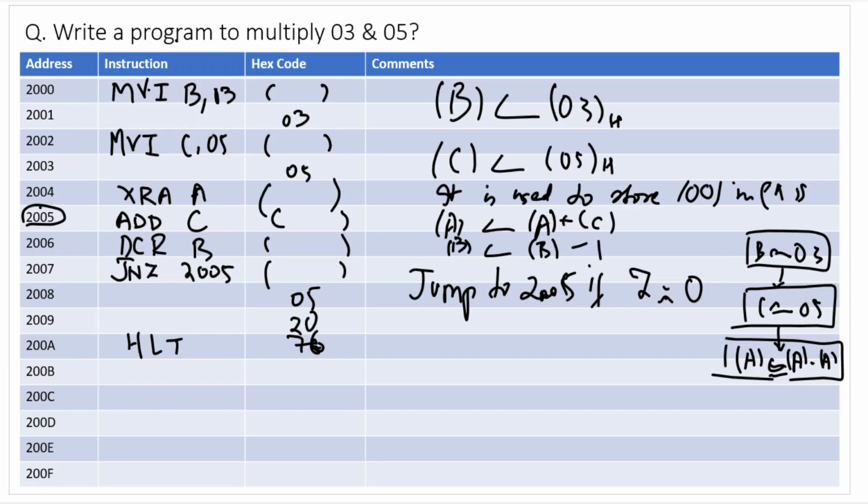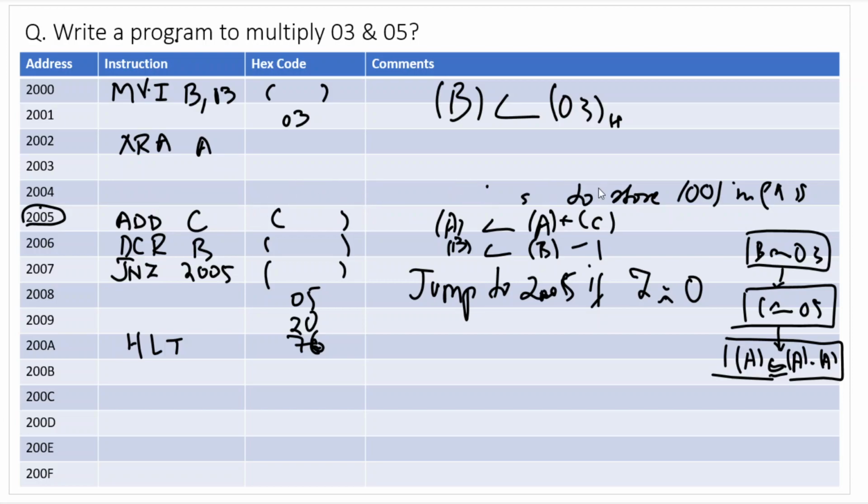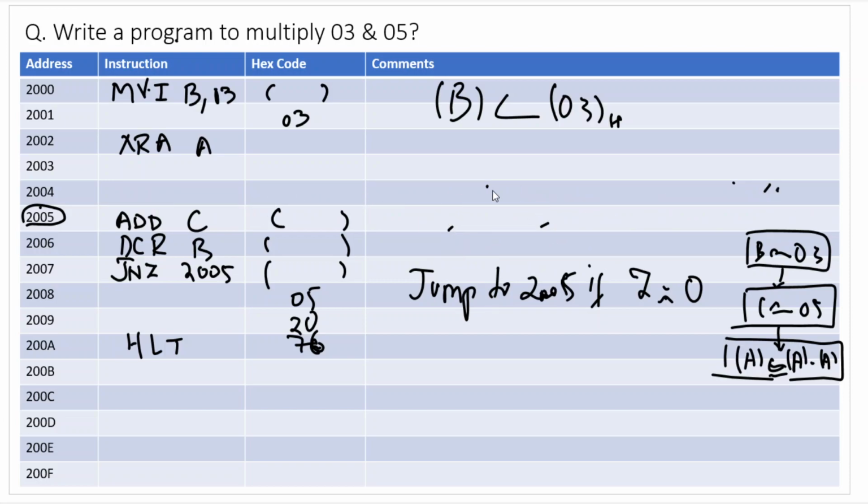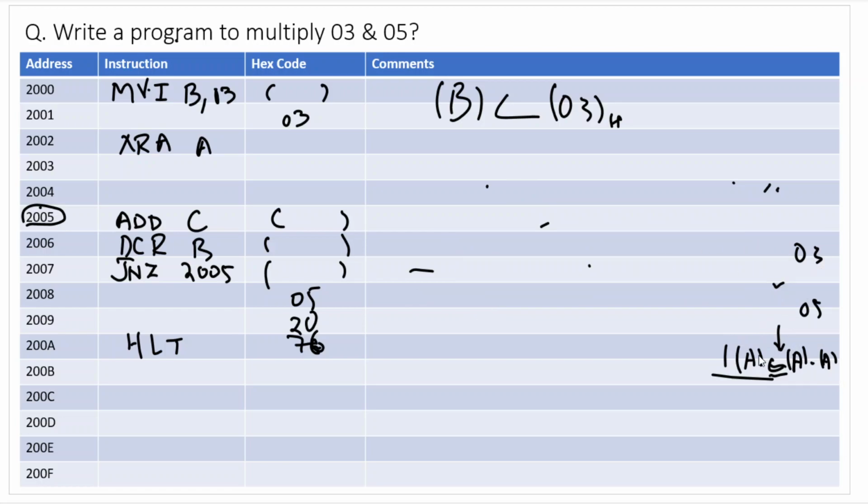Now second time, what else we can do is we can actually ignore this instruction MVIC05. Instead of that, XRA shifts here, XRA A you will write here. So you can delete all this. XRA, so B, we are storing 03 in B. We are storing 0 in accumulator.